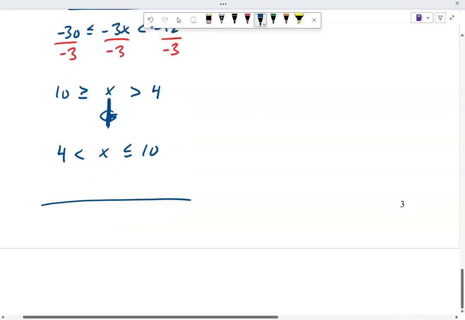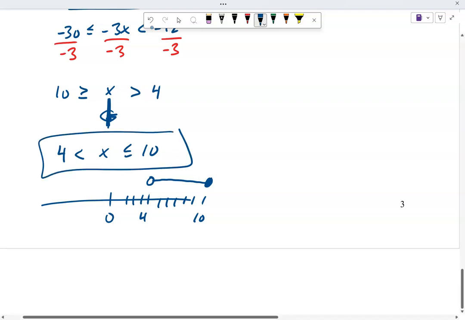So the graph would then be less than or equal to 10, greater than 4. All right. X is greater than 4 and less than or equal to 10. So just be careful on those when you're solving them.